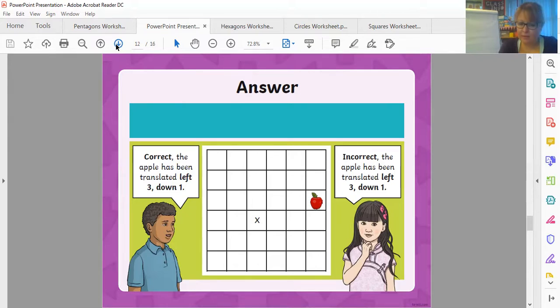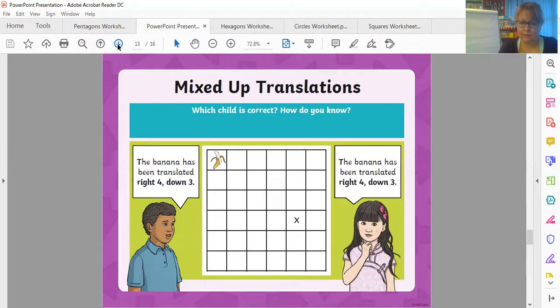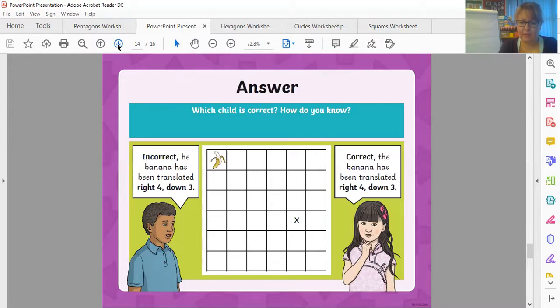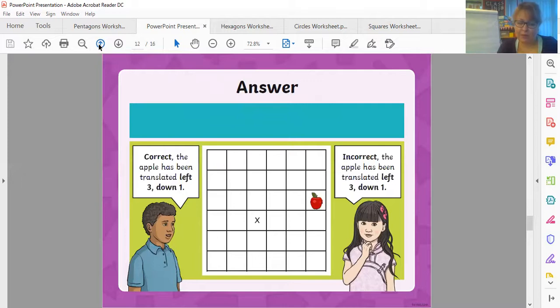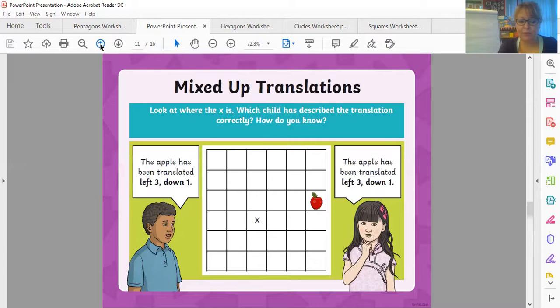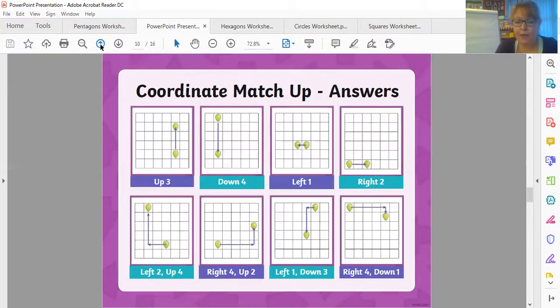Now I've just noticed, sorry, I went through this. And they're both giving the same answer. Incorrect, the banana has been translated. Right, this hasn't, I do apologise in the video. If you stop it there, these ones, the animation hasn't worked, obviously, when I've moved it over. So don't worry, year 4. We will leave it there. We will stop those there. Don't worry about the rest of the slides.